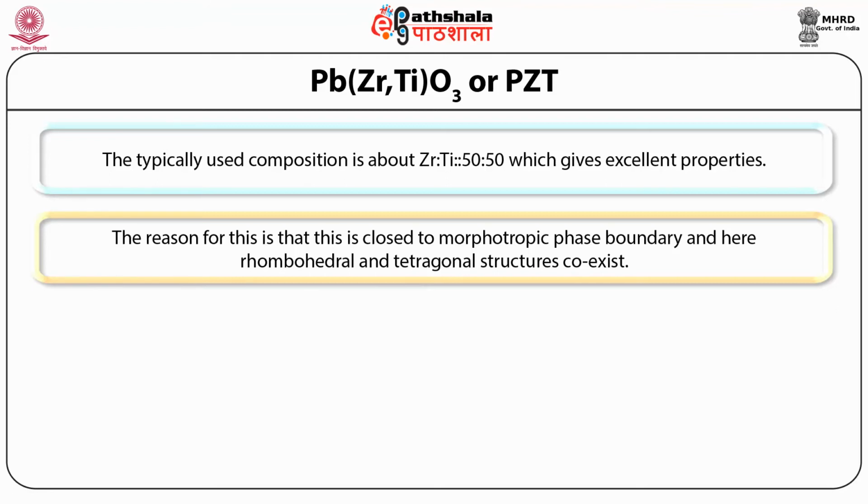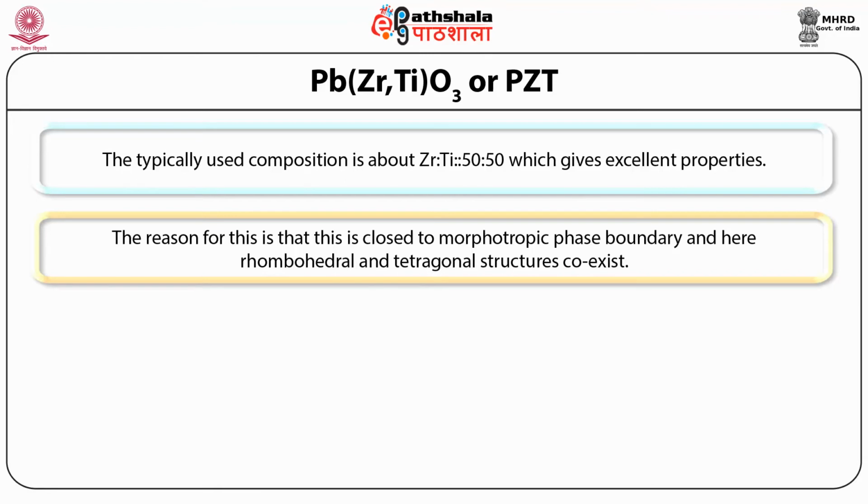The reason for this is that this is close to the morphotropic phase boundary, and at the morphotropic phase boundary, the rhombohedral and tetragonal structures coexist. As we know, the PS vector is along the 001 direction in the tetragonal phase and along the 111 direction in the rhombohedral phase. It permits the material to be poled easily as there are quite a few poling directions available, making it a useful piezoelectric.